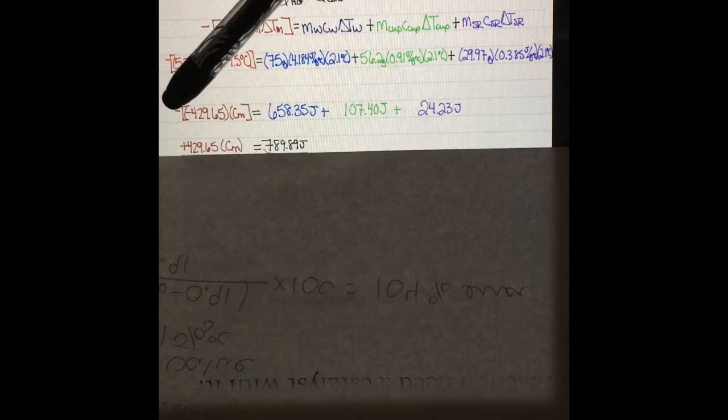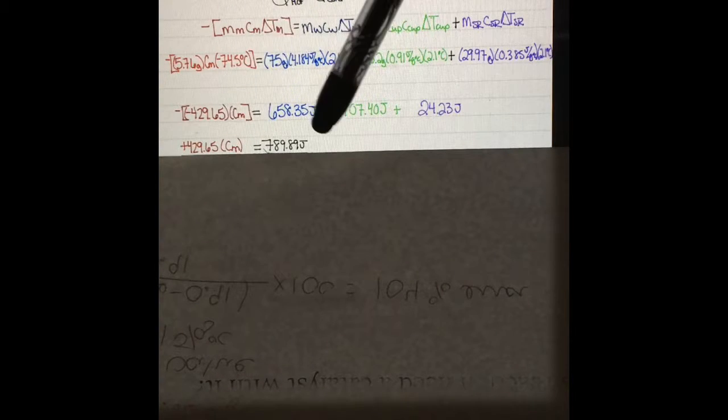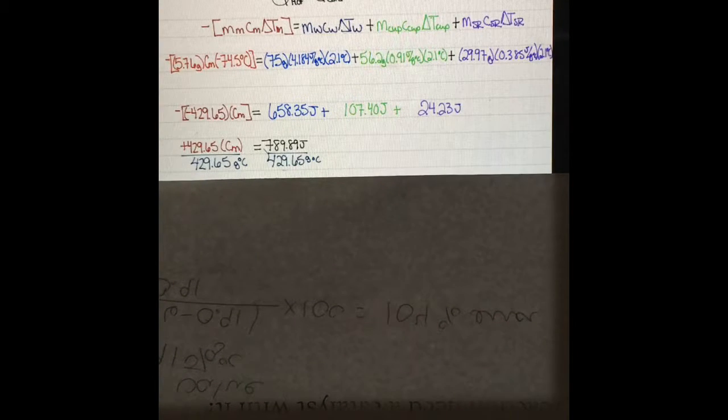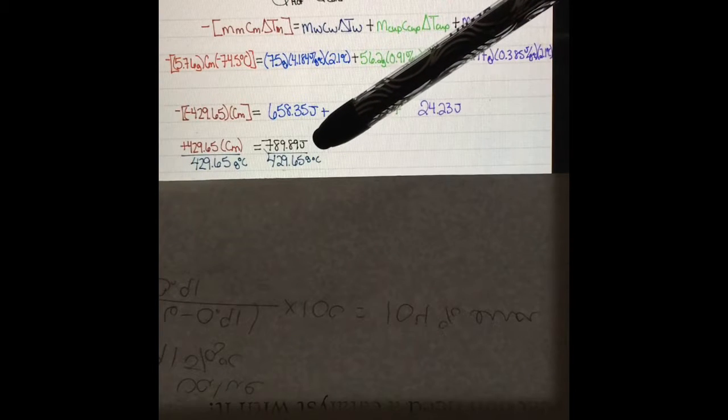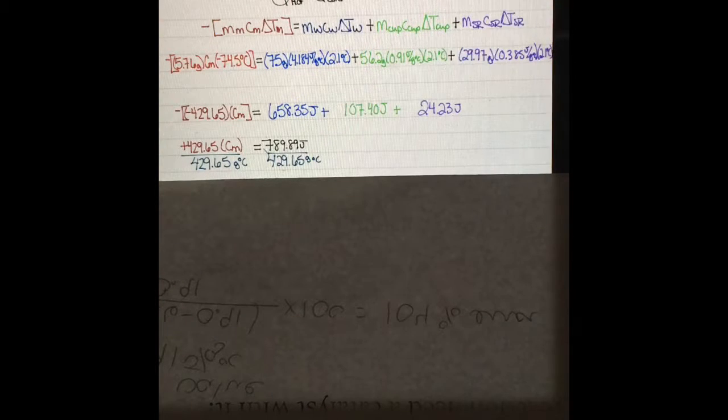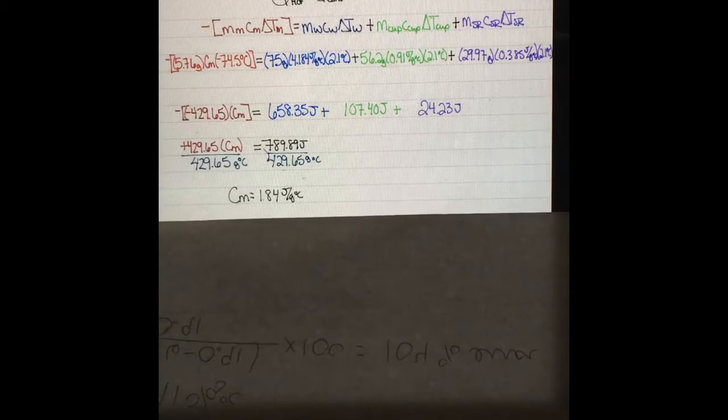My next step, I'm going to get rid of this negative. A negative becomes a positive. It's still attached to the CM. So then I must do the multiplicative inverse and divide. My units are correct because CMs are joules per gram degree Celsius. And I'll get an answer of 1.84.